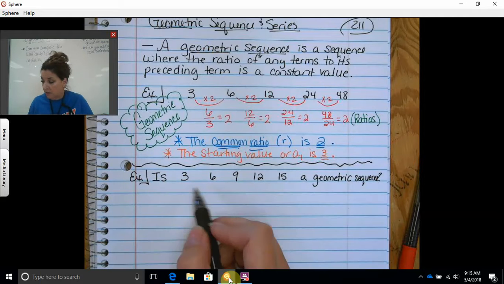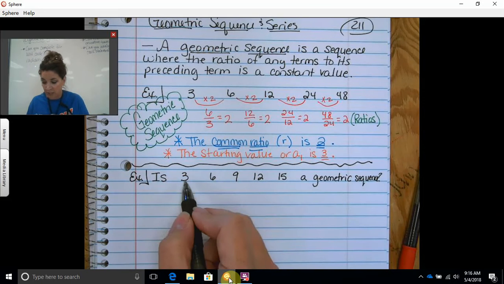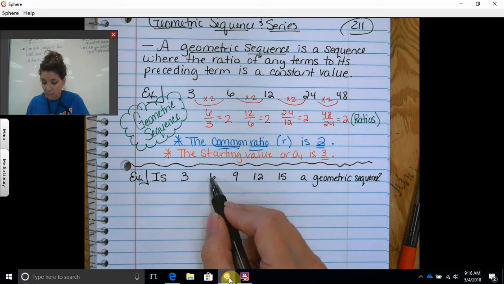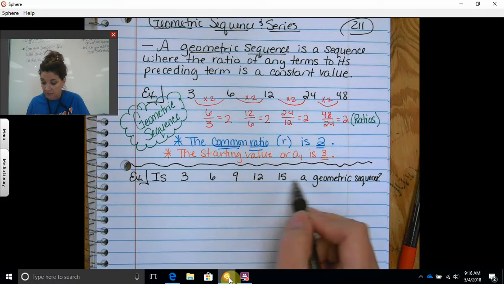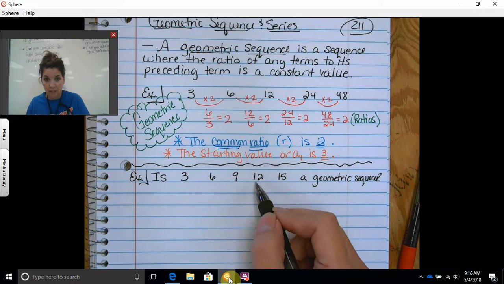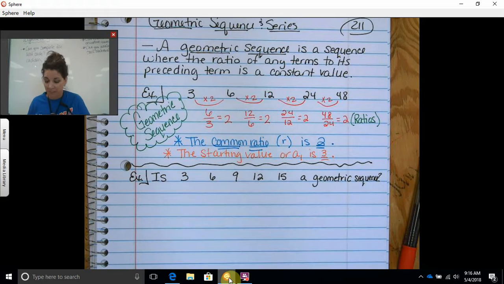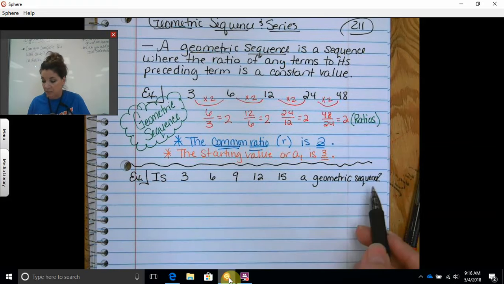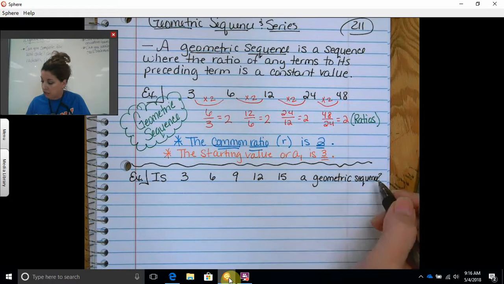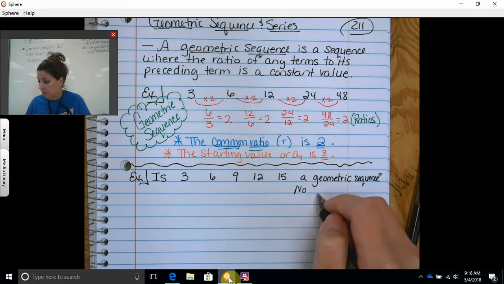Exactly. If I were to set this up and find the common ratio, it's not going to be the same. 6 divided by 3 is 2. 9 divided by 6 is 1.5. 12 divided by 9 is 1.3, repeating. 15 divided by 12 is 1.25. I'm pretty good at that, right? I already had it written down. Is it arithmetic? It's arithmetic, but it asks us about geometric, right? So it's not geometric. I'm going to say no, because there isn't a common ratio.